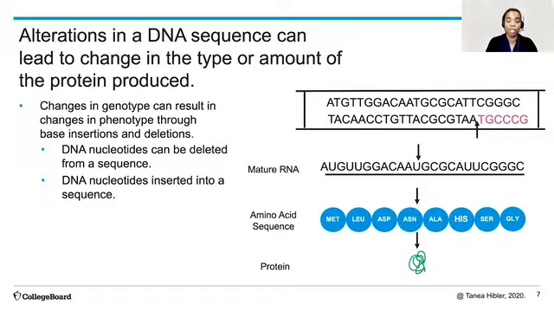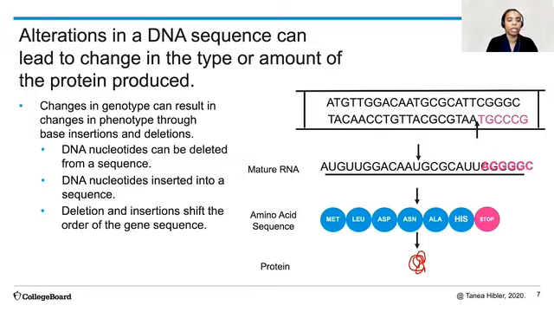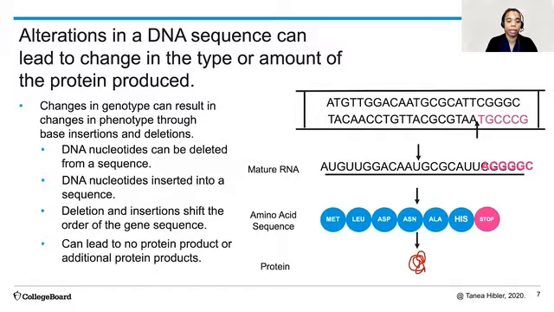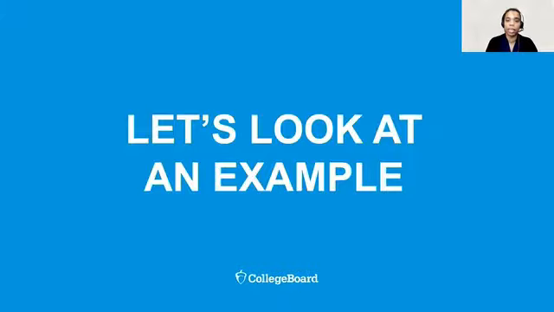That's going to change the sequence of the messenger RNA. And in this case, it's going to also change the sequence of the amino acids, producing a stop codon. And so we didn't produce all of the protein that we would have produced previously. We get a different protein. So deletion and insertions shift the order of the gene sequence. This can lead to no protein product or additional protein products. Let's go ahead and look at an example.